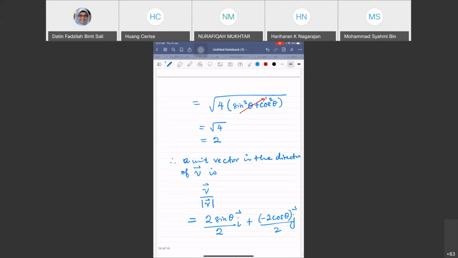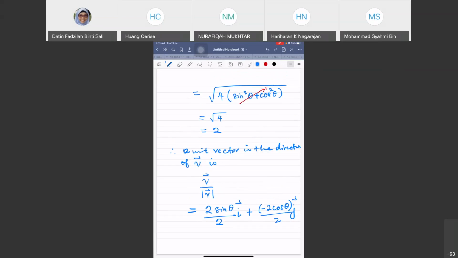Then for the final answer, you can just cancel your 2 here. So the final answer would be sine theta i, or you can say i in front also, and then minus j cosine theta.